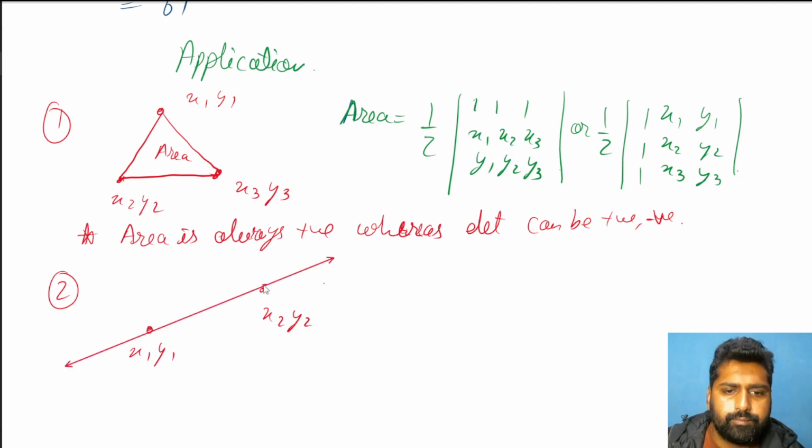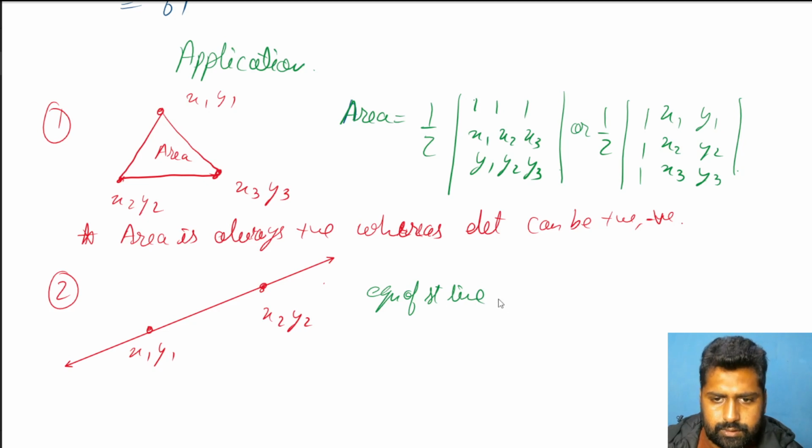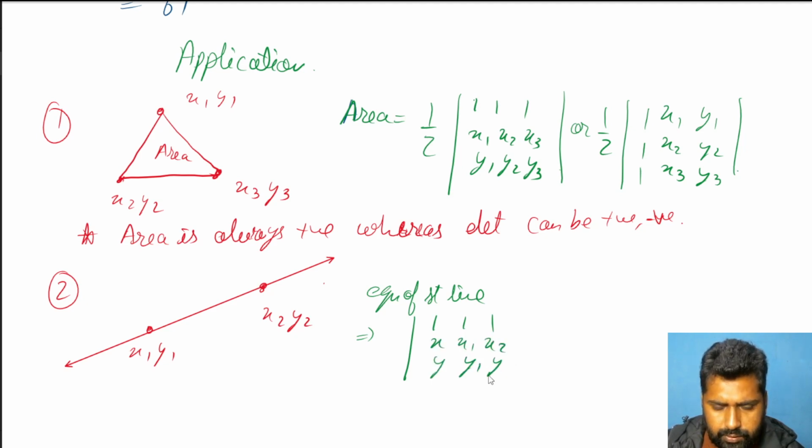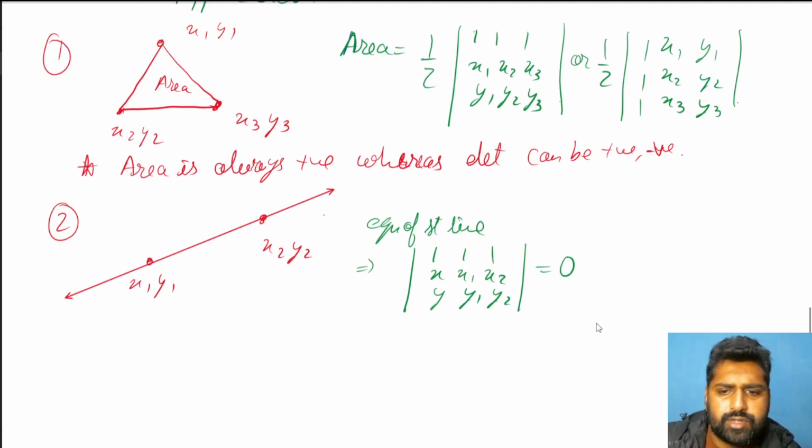Okay. So the equation of a straight line can also be written using this determinant. The equation of the straight line is given by the determinant of 1, 1, 1, x, x1, x2, y, y1, y2, like this, equal to 0. That will give you the equation of the straight line.